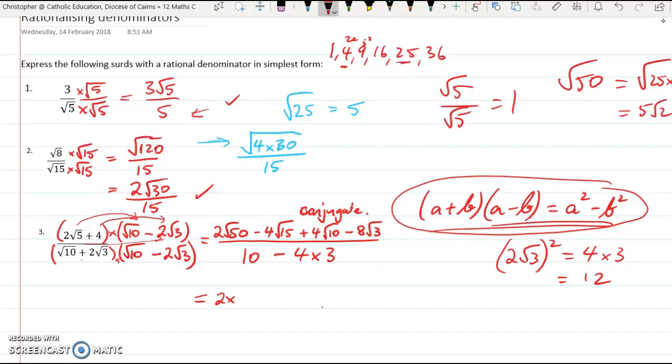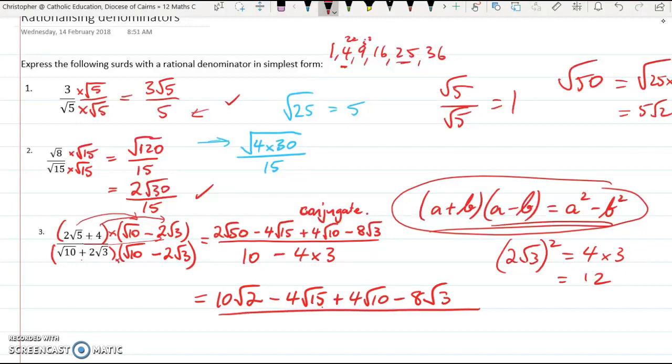Now we're multiplying that by 2. So I might just show you the whole thing. That becomes 10, because 2 times 5, root 2. Then minus, 15 we can't do, so 4 root 15 plus still 4 root 10 and minus 8 root 3. Now all of that is going over. Now let's see, 10 minus 12 is negative 2.